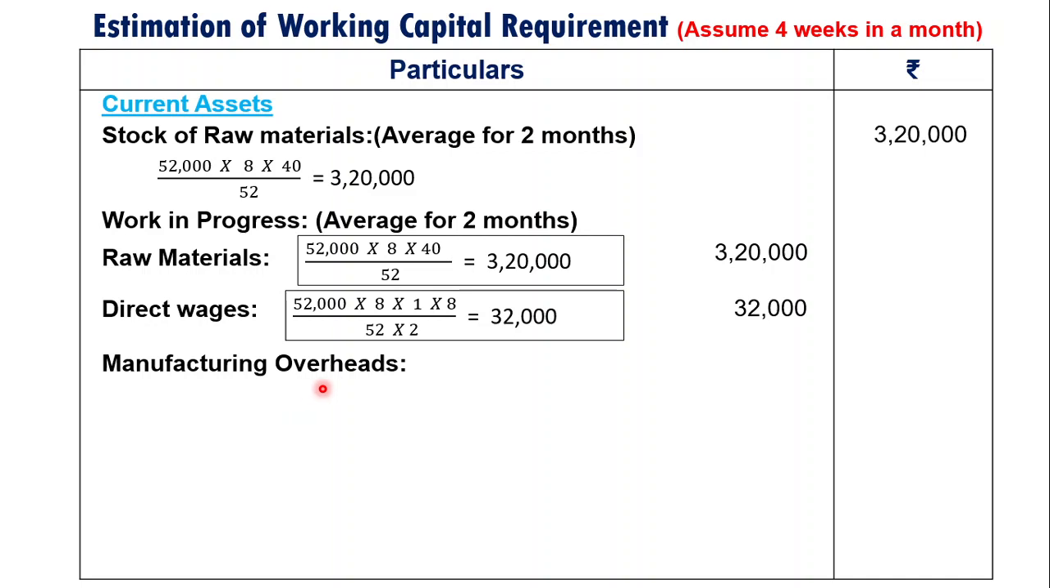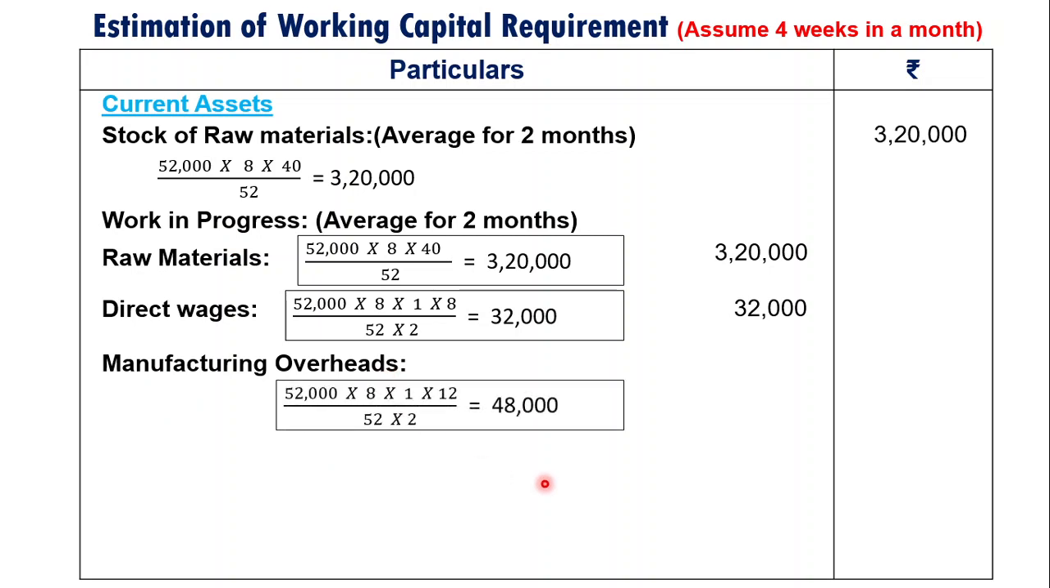That is manufacturing overhead, one more component involved in work in progress. Manufacturing overheads, 52,000 units into 8 divided by 52, that is 2 months of work in progress, 8 divided by 52 into half, 50% to be applied, into 12, that is the per unit value we ascertained in the working note. If we simplify this, we obtain 48,000. This 48,000 amount is to be recorded in the inner column. Now we have 3 components recorded under the head of work in progress: raw materials, direct wages, manufacturing overheads.